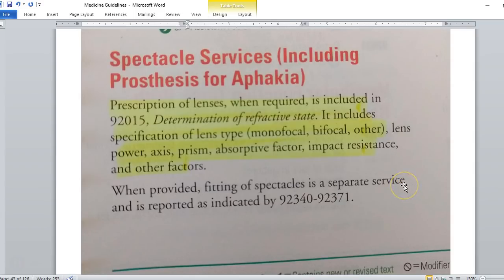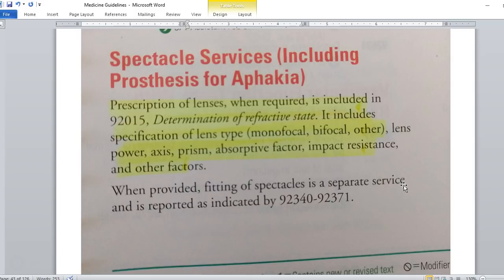We also have spectacle services, of course. The prescription of lenses, when required, is included in code 92015. 92015 specifically states the determination of the refractive state. So it includes the specification of the lens type, whether it's monofocal, bifocal, or others such as trifocals and transitions, the lens power itself, the axis, the prism, the absorptive factors.